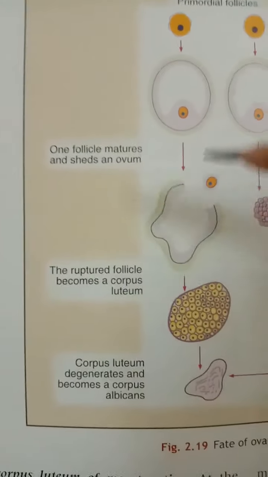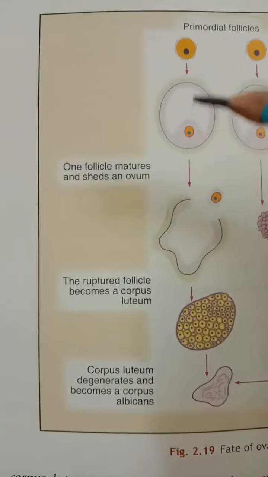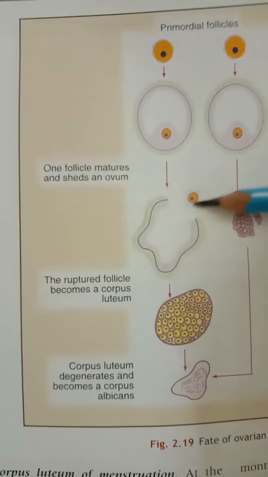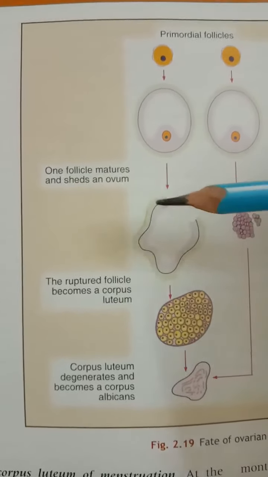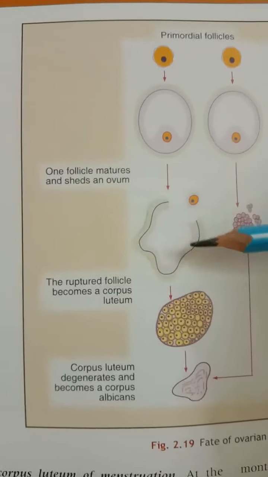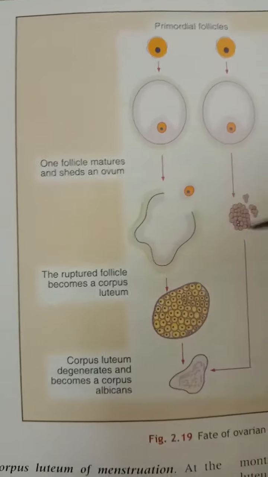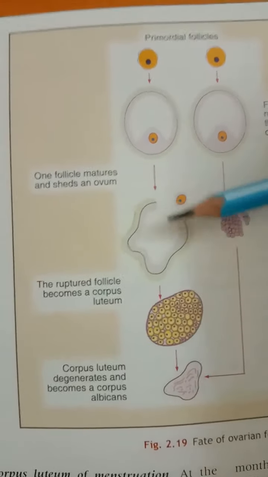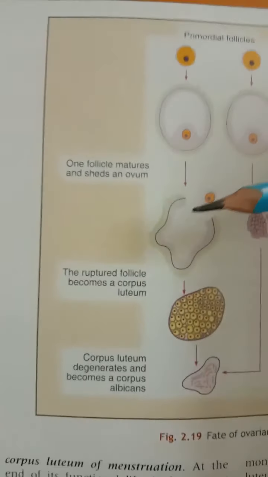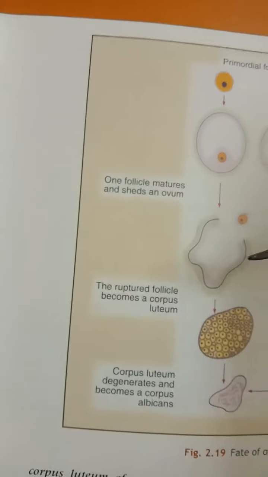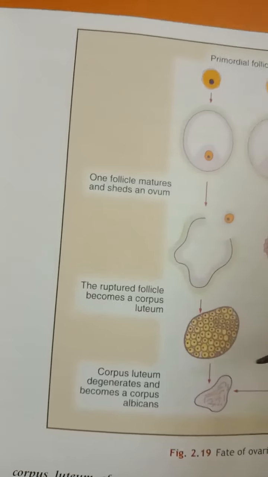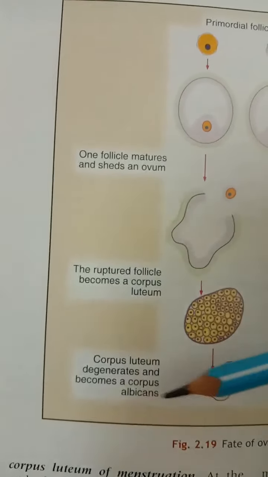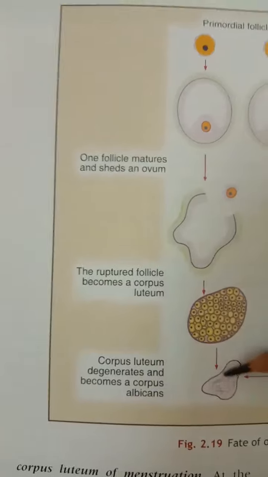Let's see the fate of the corpus luteum. If the ovum is not fertilized after it is shed, the corpus luteum persists for about 14 days, and during this period it secretes the hormone progesterone. It remains relatively small and is called the corpus luteum of menstruation. At the end of its functional life, it degenerates and forms a mass of fibrous tissue, called the corpus albicans.